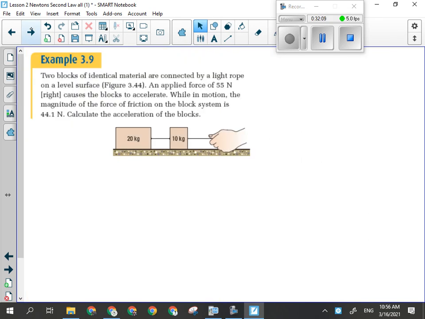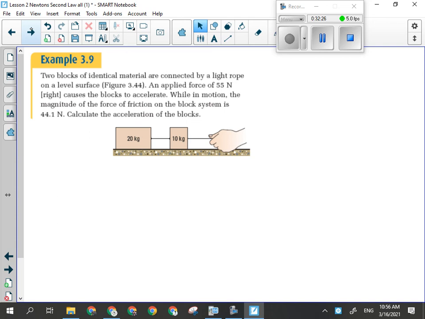Now, what's coming up next here is what we call system questions. I'm going to give you about a 3 or 4 minute break here, and then we're going to go into system questions, which involve 2 or more masses in a system. So I'll give you about 4 minutes, and then we'll get back to this.